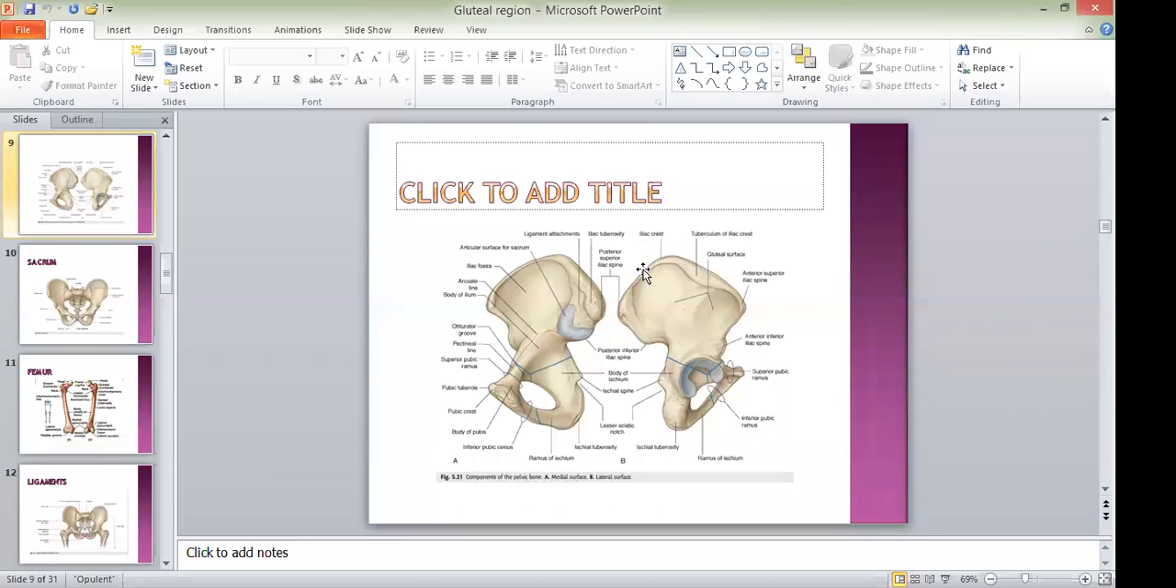You can see here, this is the iliac crest. Simply I want to tell you that these two pictures are given. The first one is the medial surface of the hip bone, while the second is the lateral surface of the hip bone.